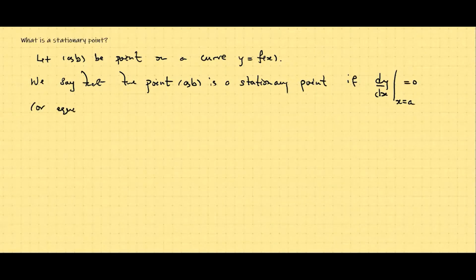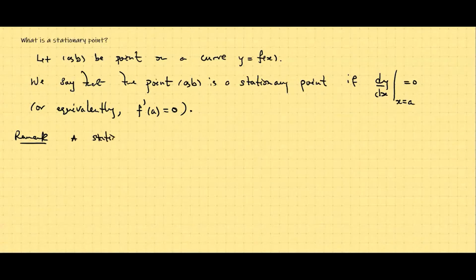Equivalently, we can write this in Newtonian notation: we take the function f, differentiate it, and evaluate it at the point x equals a, and if that happens to give us zero, then we say there's a stationary point at the point (a, b) on the curve y equals f of x. It's interesting to note that a stationary point is actually a point, so it's a location on the curve. Remark: a stationary point is in fact a location on the curve.